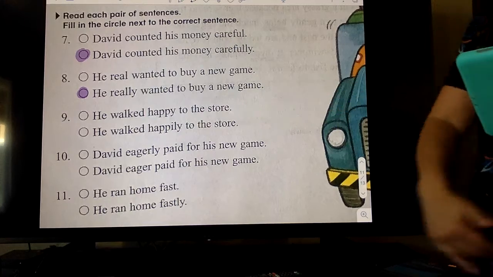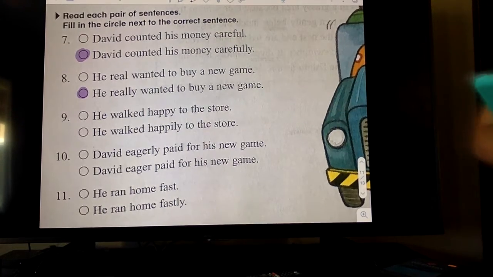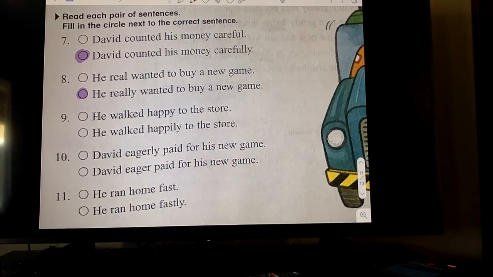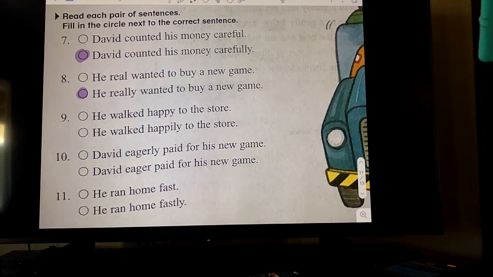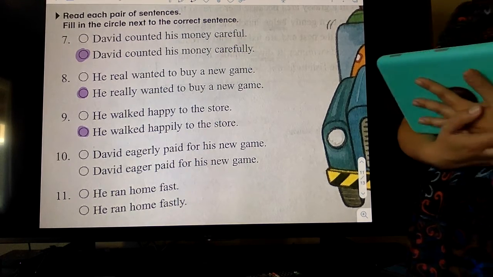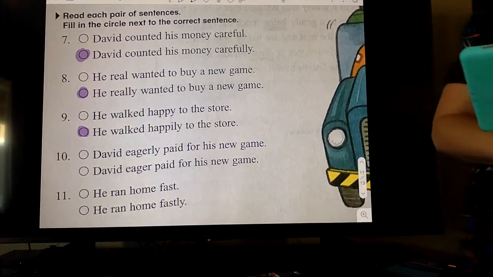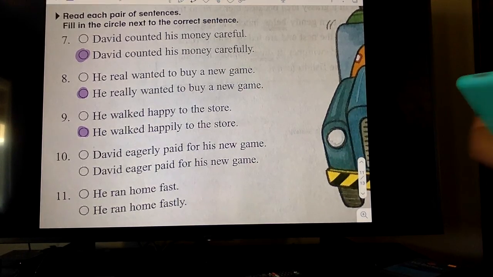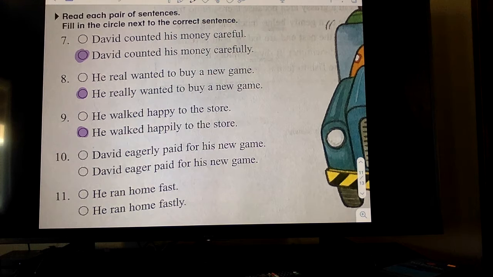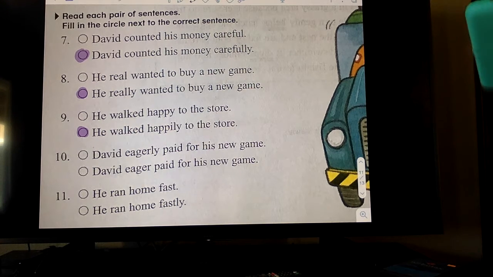Let's try number 9. He walked happy to the store. He walked happily to the store. Which one do you think there? If you said the bottom one, you're right. Happily is how he walked. Okay, number 10. David eagerly paid for his new game, or David eager paid for his new game. Eagerly. Excellent. You guys are getting the hang of this.